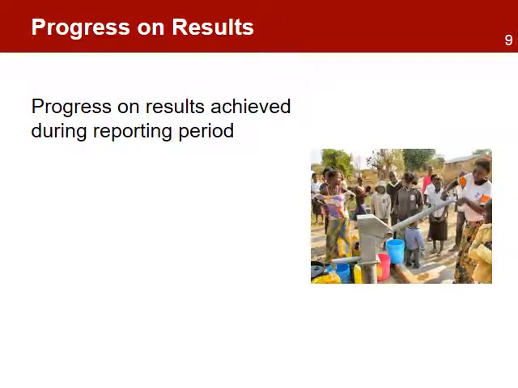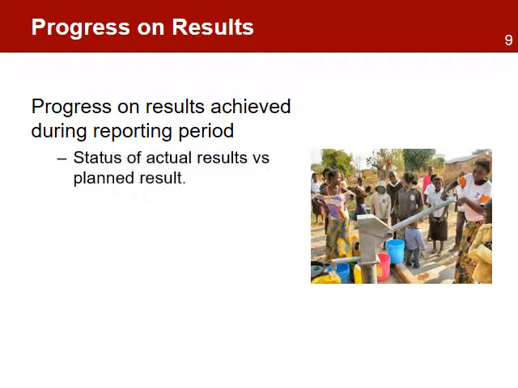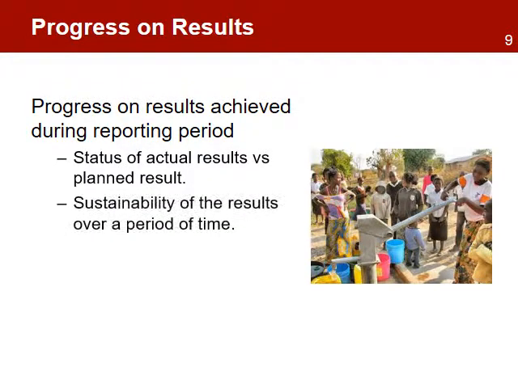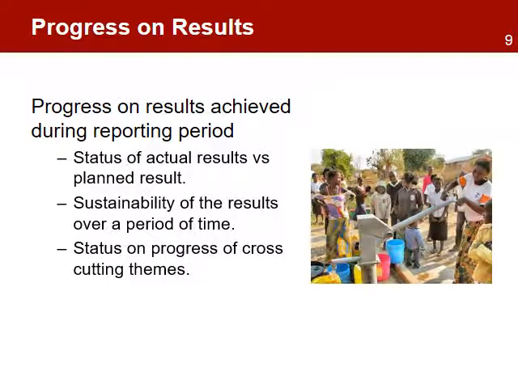Depending on the timing of the progress report, the report may include a status on the results achieved during the reporting period. The content of this area includes the status of actual results versus planned results at all levels of the results chain, sustainability of the results over a period of time, a description of how the project is addressing cascading themes such as gender and environment, and an update on the beneficiary reach at all levels of the results chain.